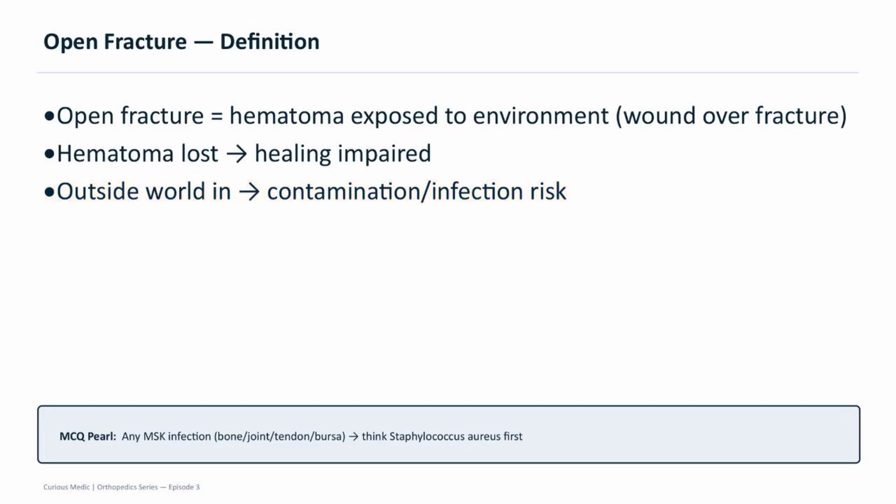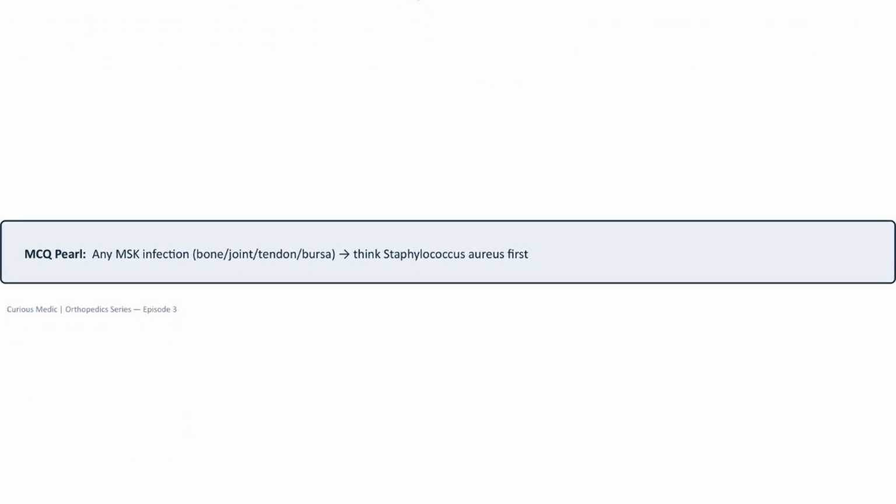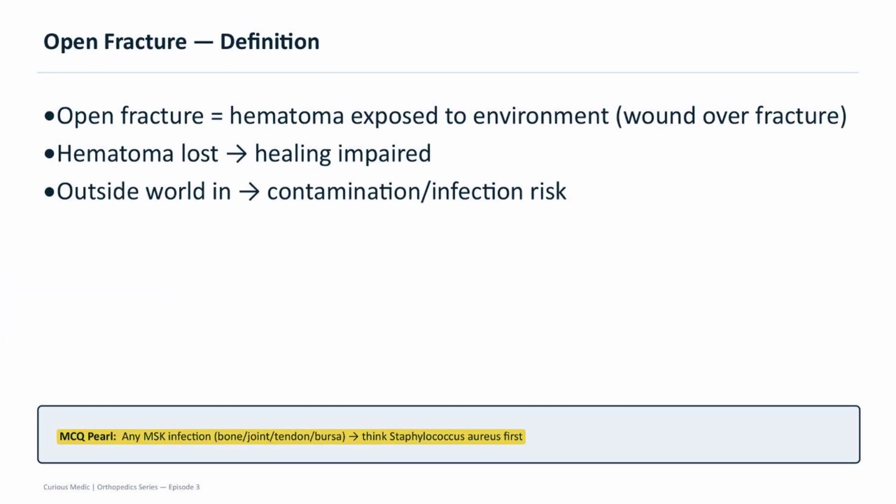Contamination. Infection. And when we talk about infection in any musculoskeletal structure, bone, joint, tendon, bursa, fingertip, the organism you should always be thinking about first is Staphylococcus aureus. It is the most common organism causing osteomyelitis, septic arthritis, tendon infections, bursitis, and open fracture infections. Burn that into your memory. Any MSK infection question, the answer is Staphylococcus aureus.